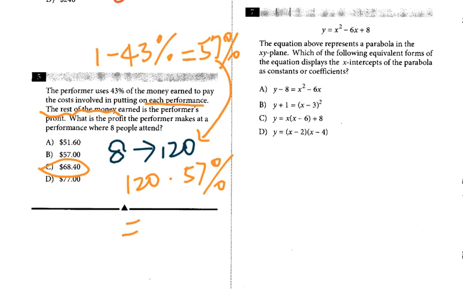For number 7, they said it displays the x-intercept of a parabola. We can get the x-intercept from this one quickly. So I think D will be the answer.